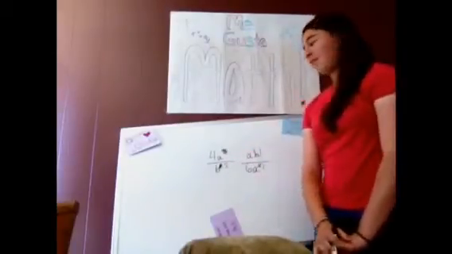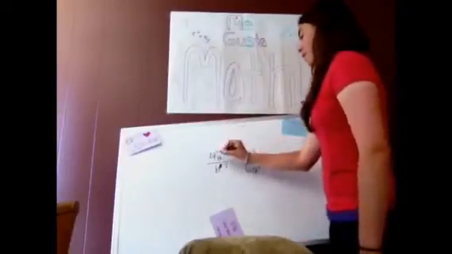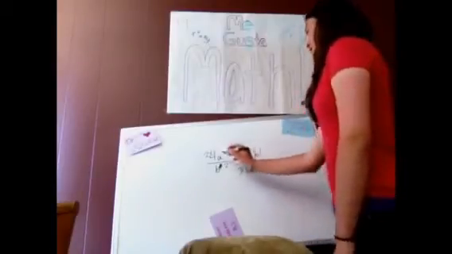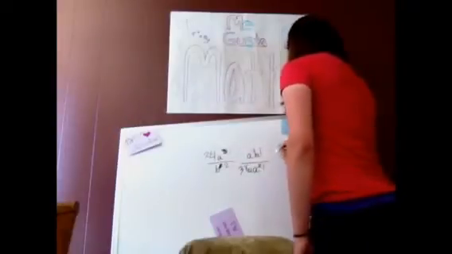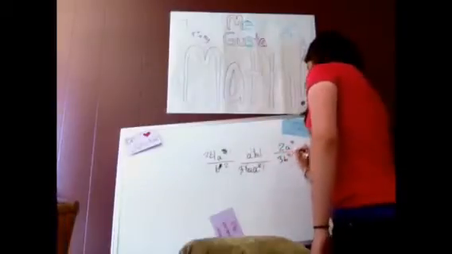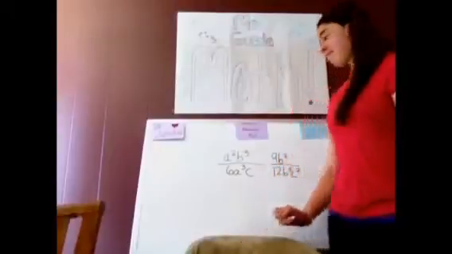We also see that 4 and 6 can both be divided by 2. This equals 2, and this divided by 2 is 3. Now we multiply across to get our final answer. So 2a times a is 2a squared over 3b squared. Great job. Let's try another one.